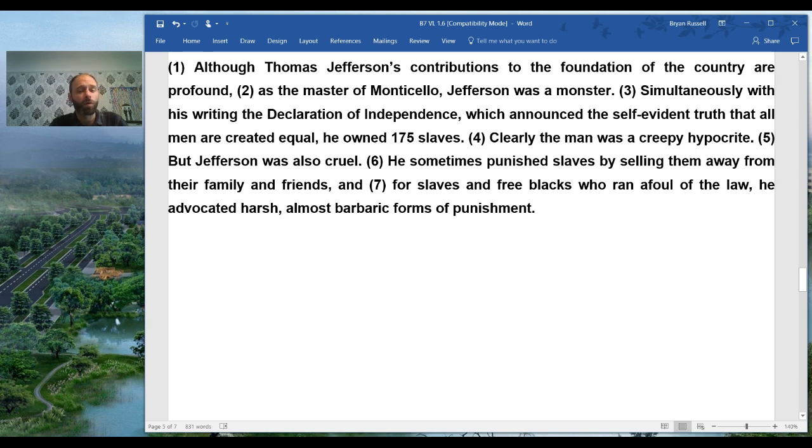But Jefferson was also cruel. He sometimes punished slaves by selling them away from their family and friends. And for slaves and free blacks who ran afoul of the law, he advocated harsh, almost barbaric forms of punishment.